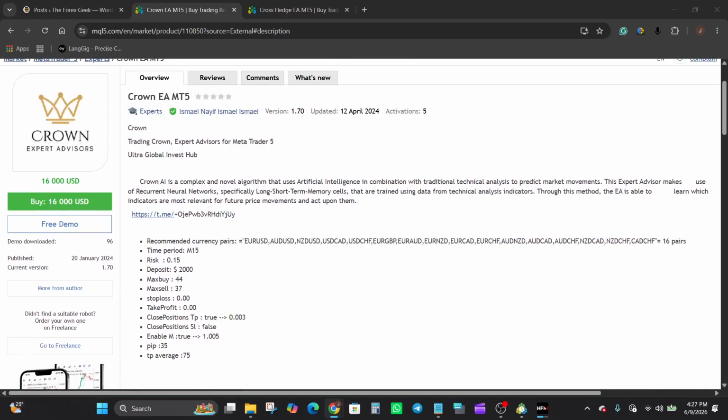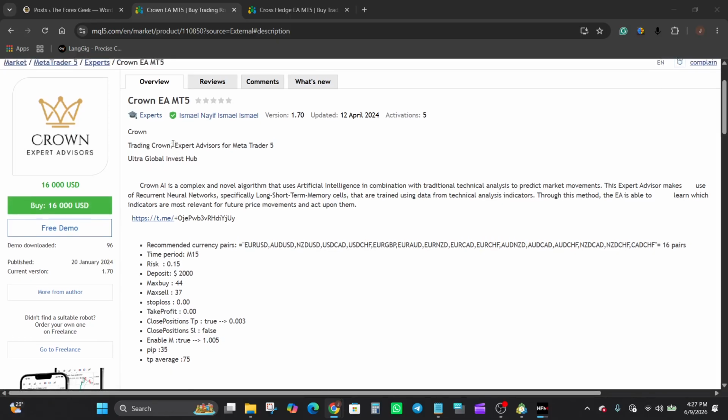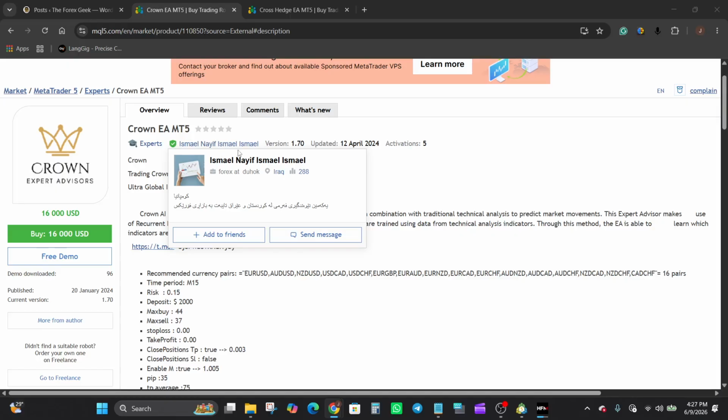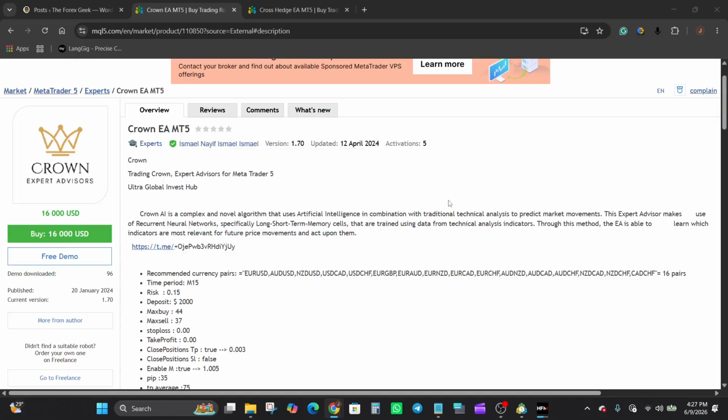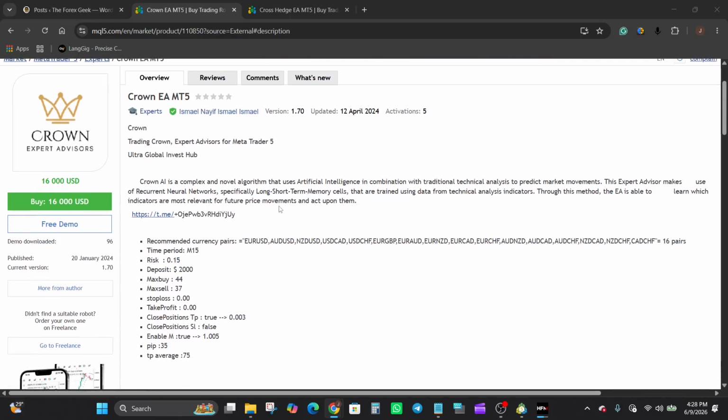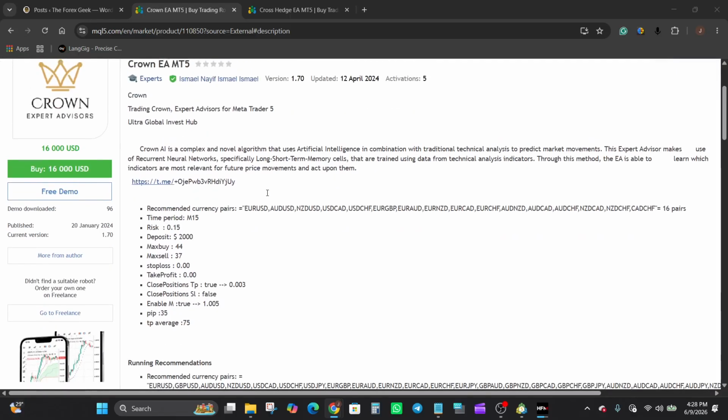the EA is priced at 16,000 US dollars, developed by Ismail. Okay, so the version shown here is 1.7, updated on April 12th, 2024. All right, so let's just proceed to the description.